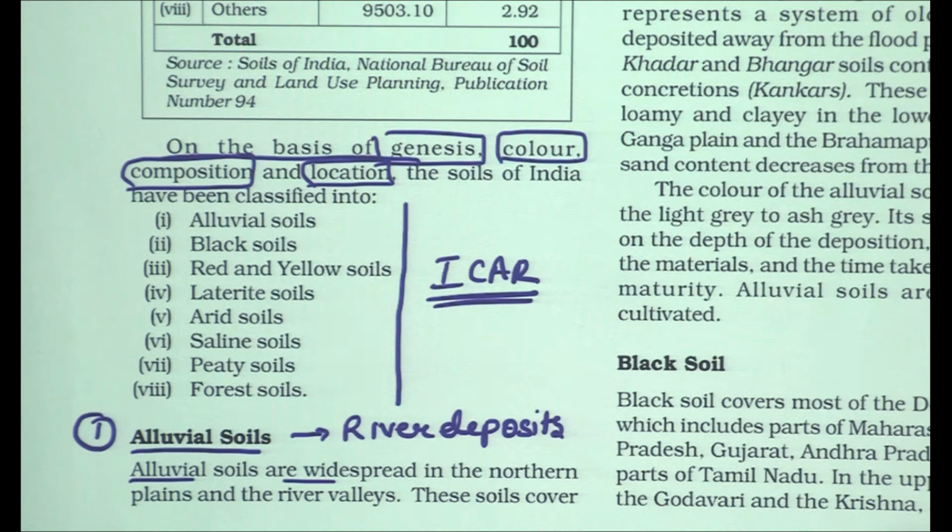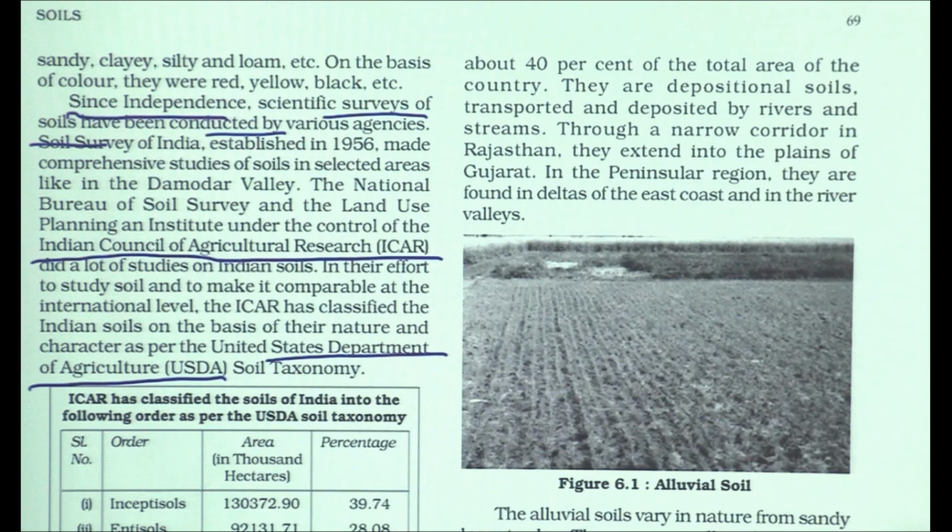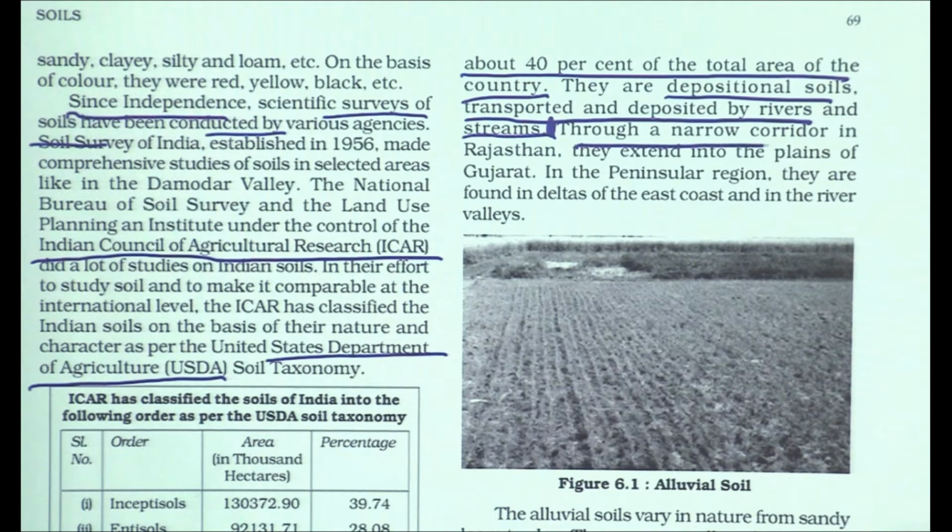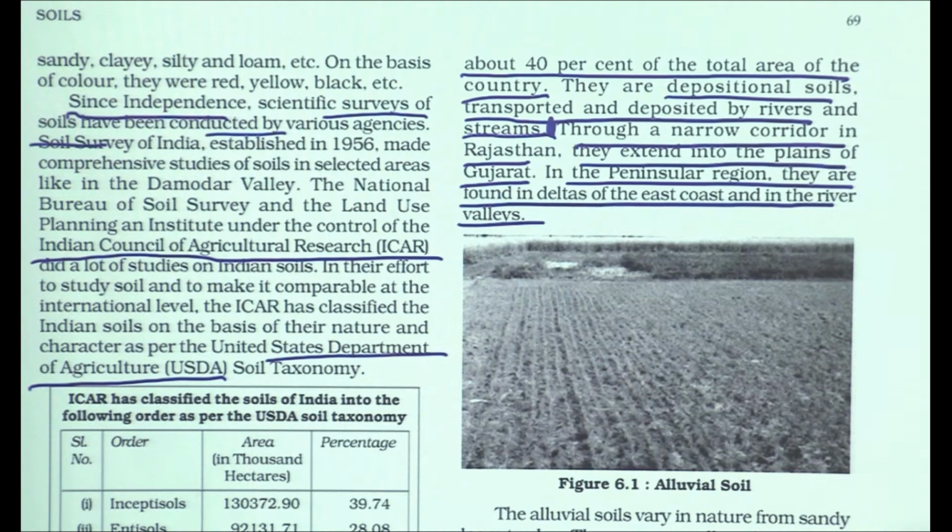Alluvial soils are widespread in the northern plains and river valleys of the country. About 40% of the total area of the country is alluvial soil. They are depositional soils transported and deposited by rivers and streams. I have already told you this. Through a narrow corridor in Rajasthan, they extend onto the plains of Gujarat. In the peninsular region, they are found in the deltas of the east coast and river valleys.